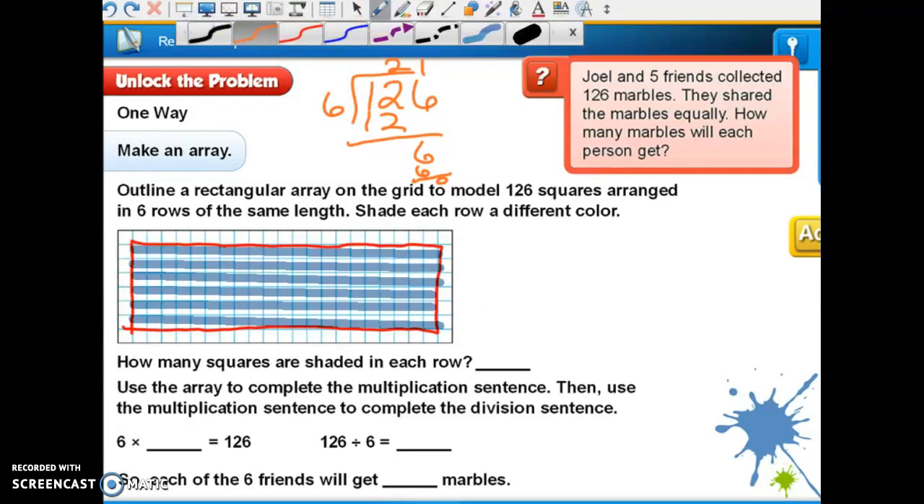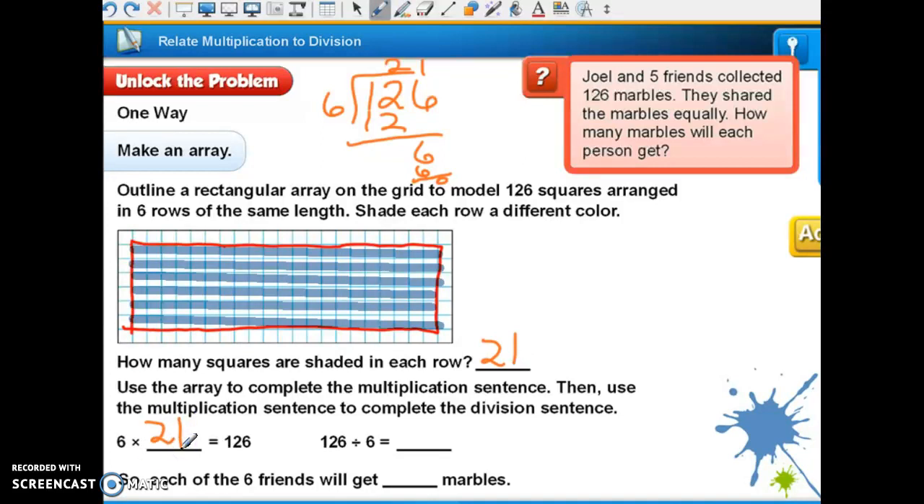So how many squares are shaded in each row? We decided 21. Use the array to complete the sentence. So we said 6 times 21, or 126 divided by 6, is 21. So each of the 6 friends will get 21 marbles.